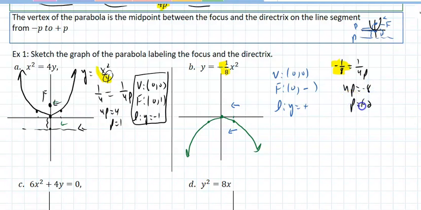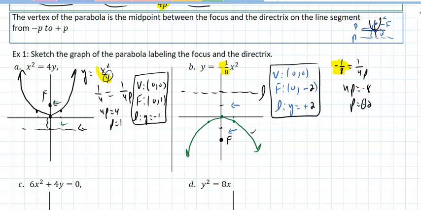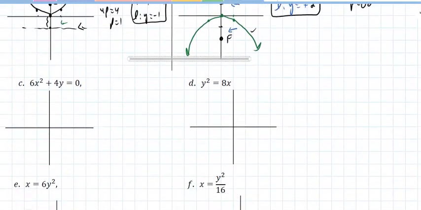Now the significance of p being negative indicates that the parabola opened down, but we already know that. So this says 2 units. And I'll label everything on the side. The focus is at 0, -2, and the line is y equals 2. And again, I make sure that those are clear. Those should be very simple, straightforward 3 sections for us.